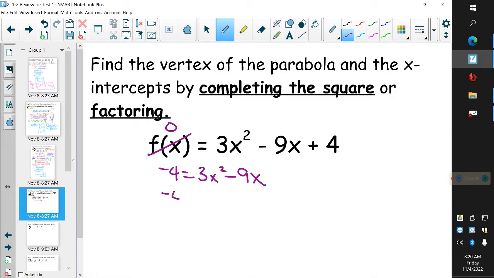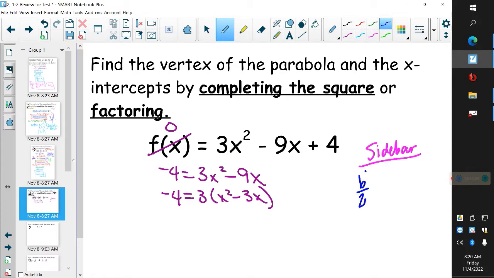Pull a 3 out. When you pull out a 3, what operation are you doing? Division. 3 divided by 3 is a 1x squared. 9 divided by 3 is? Minus 3x. What do I do next? Sidebar. So if I'm doing sidebar, that means I'm going to be taking my b value and dividing it by 2 and squaring it. What is b currently? It is going to be 3.